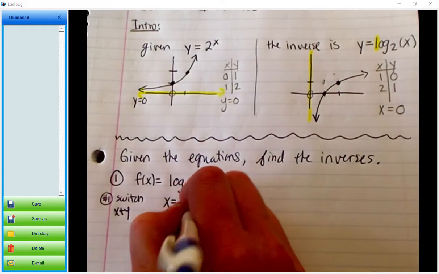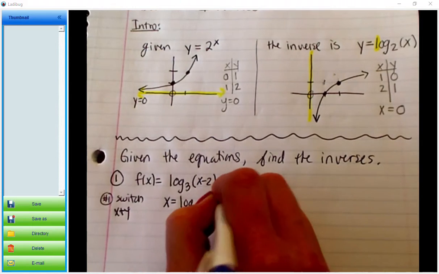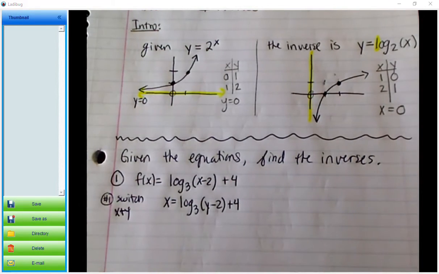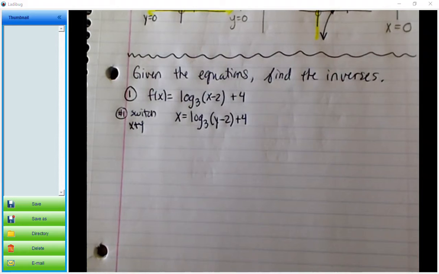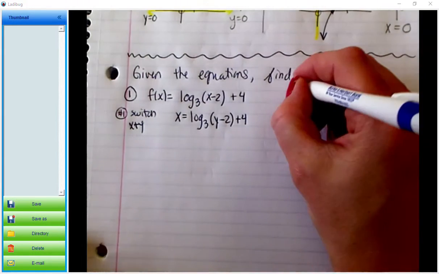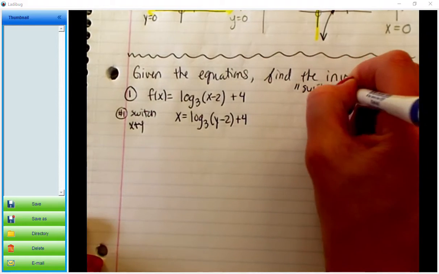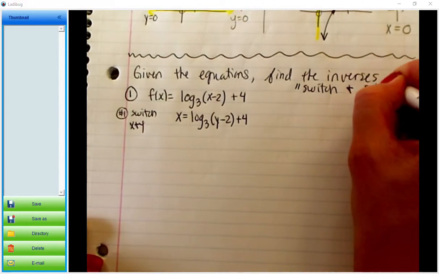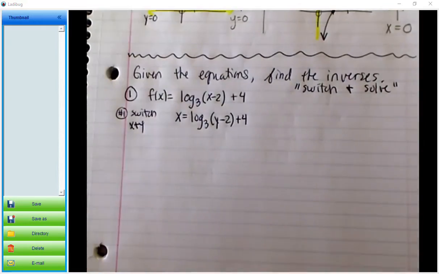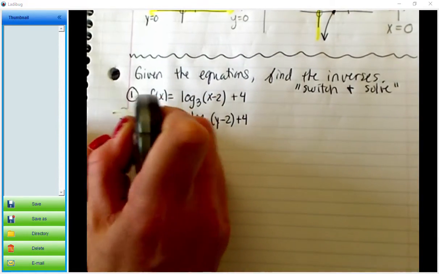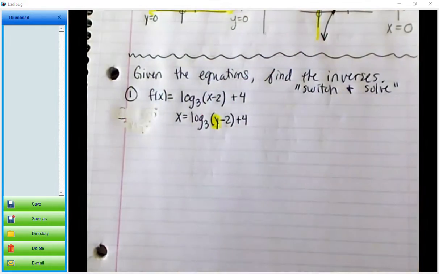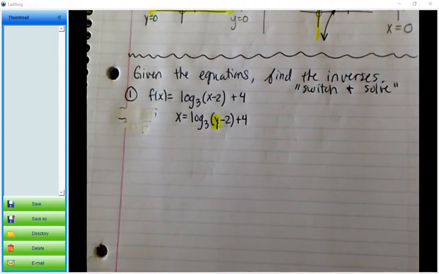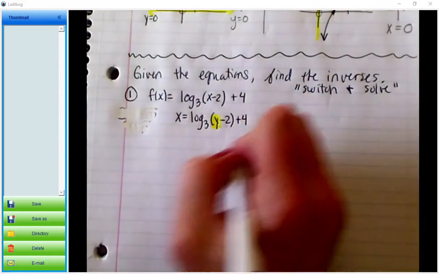X equals, that's my first step, is to actually switch the letters. No proving, just finding inverses. Switch and solve. Switch and solve. That's how you find them. Solve for y. So I'm going to highlight y just because that's the part that I'm trying to get by itself. And so notice it's just one variable. I'm going to start undoing the things around it. So I'm going to minus 4.